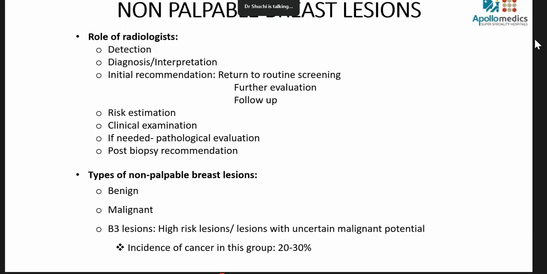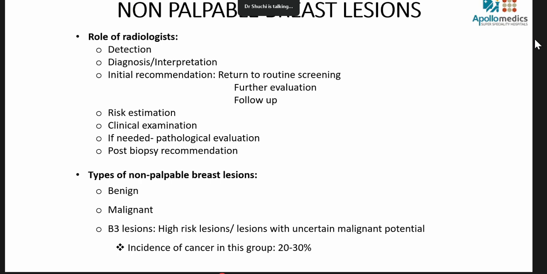Initial recommendation: once you have diagnosed what it is, then depending upon the findings, tell whether to come for a screening follow-up, return to the routine screen if it is something benign, or whether a further evaluation or a simple follow-up is needed. Then comes risk estimation of these lesions, clinical examination, and if needed, pathological evaluation. And then after pathology, depending upon the biopsy results, you recommend what to do further.